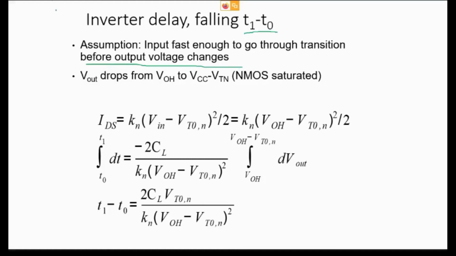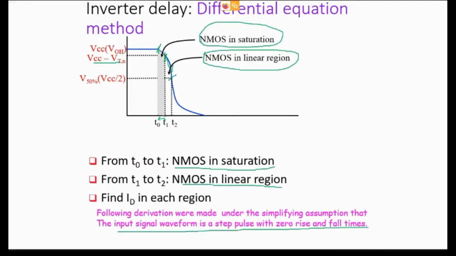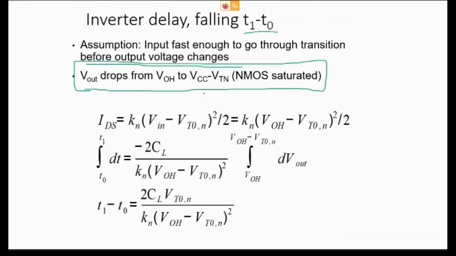So now what happens? Your Vout drops from VOH to VCC minus VTN. That is your NMOS saturated. You can see here, when your output falls from this point to this point, VCC to VCC minus VTN, or we can say VOH to VOH minus VTN, one and the same thing. We are using VCC or VDD because this is the power supply we are using. Now, in this particular mode, your device is in the saturation region.